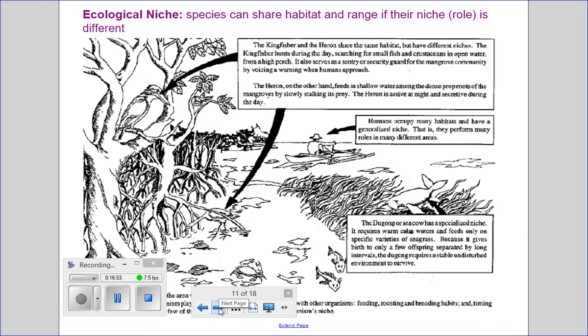So then the next thing I want to talk about is an organism's niche. Now we've used this word before when we talked about trophic levels. What we're talking about here is the role of an organism. So their niche or their role or their trophic level, what they do in their ecosystem, has a lot to do with habitat and range. Species can share habitat and range if their niche or their role is different.